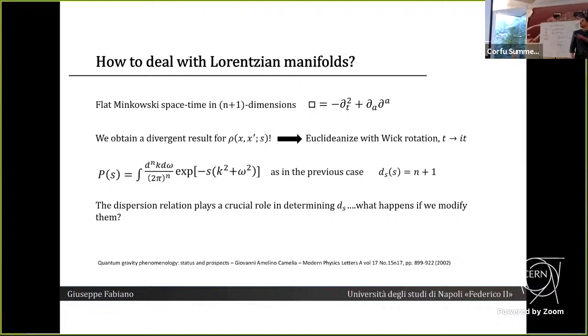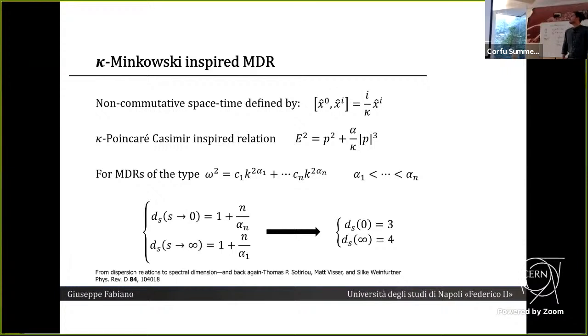And since this is like calculating the Euclidean spectral dimension in n+1 topological dimensions, again I get the constant value of n+1. But now, since we have discovered that the dispersion relation plays a crucial role in calculating the spectral dimension, what happens if we modify it in the spirit of what we have heard in these past few days? One example I wanted to show in this regard connects non-commutative spaces and modified dispersion relations: fuzzy spaces and modified dispersion relations.